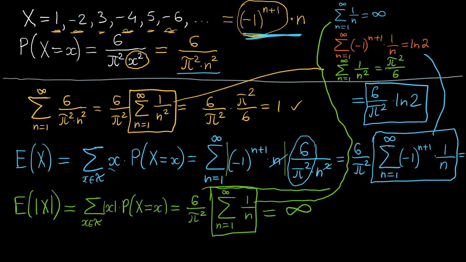Okay, so what we have found here is a random variable x with a distribution such that this random variable doesn't have an expected value. It does not have an expected value, despite the fact that the calculation of the expected value gave us a finite value. But its expected value is not defined because the expected value of the absolute value of x diverges.